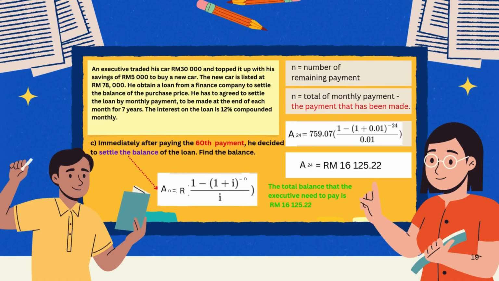Question C. Immediately after paying the 60th payment, he decided to settle the balance of the loan. Find the balance. So to settle the balance, we need to use formula A.